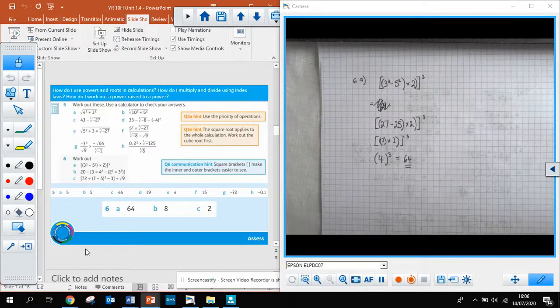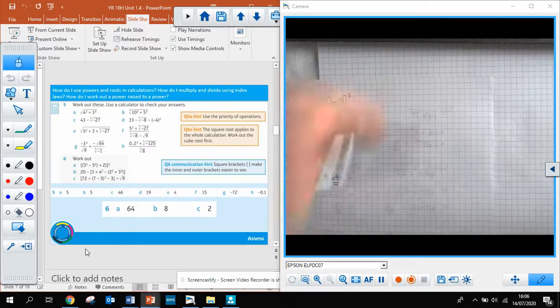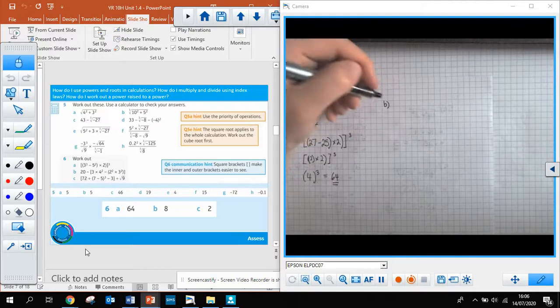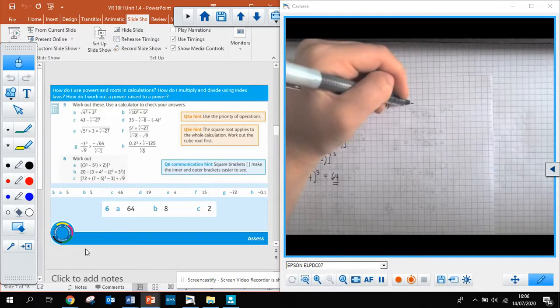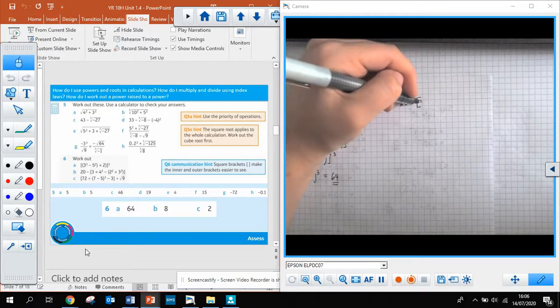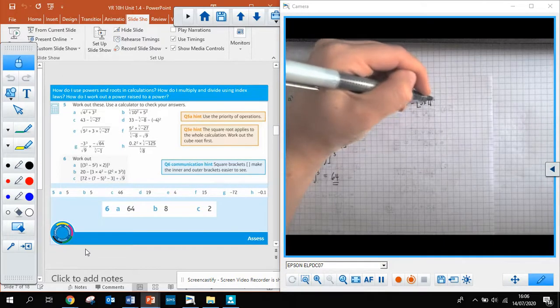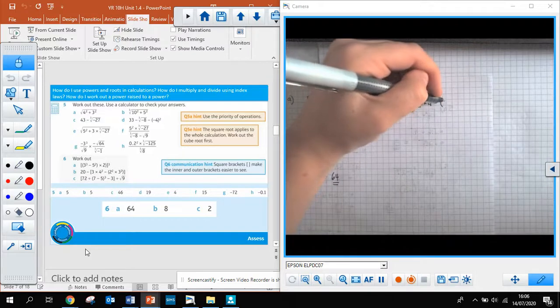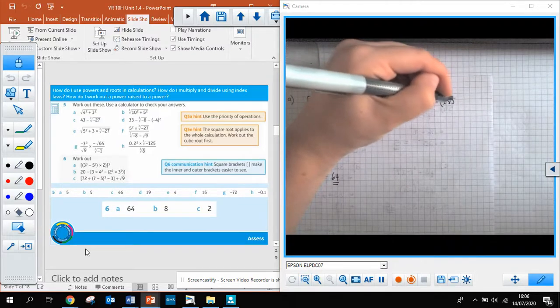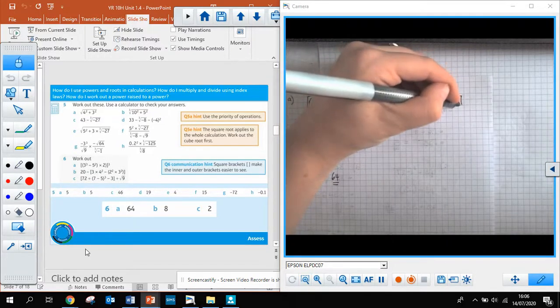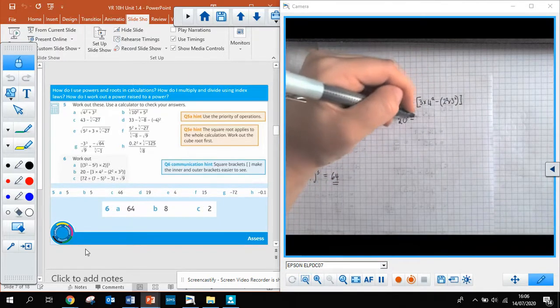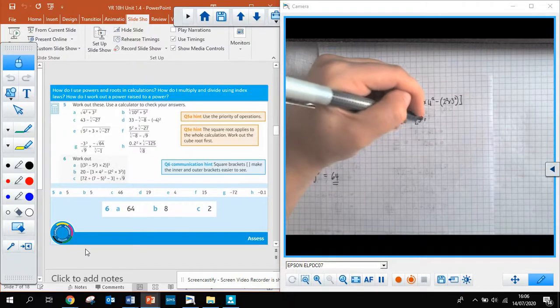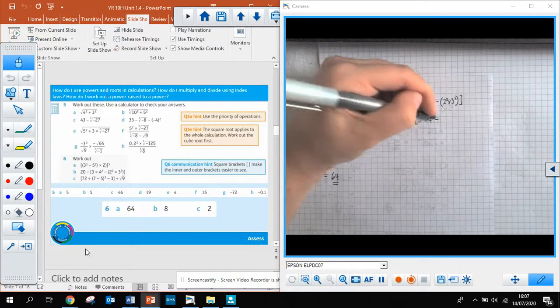Next one. Part B, we've got 20 subtract 3 times 4 squared, subtract brackets 2 squared multiplied by 3 squared, close brackets and then close your square brackets. So we're going to deal with the inner bracket first. I'm going to leave the rest the same for the moment.